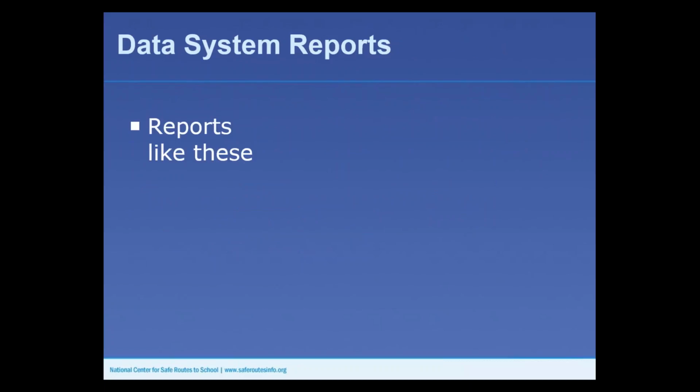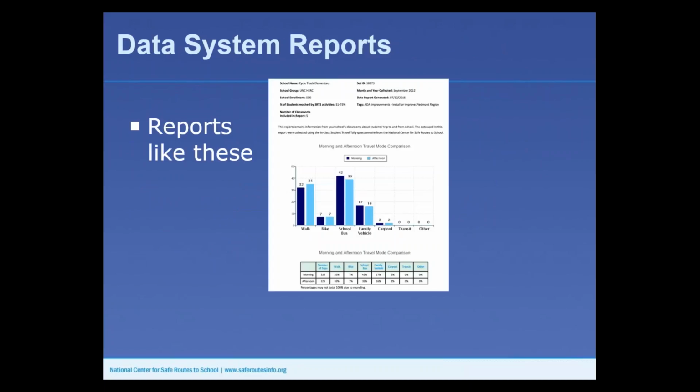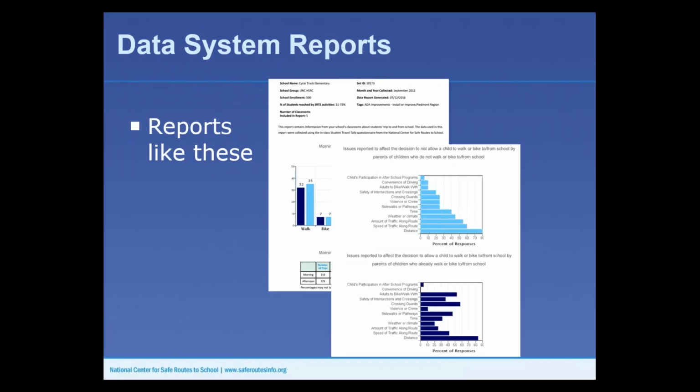Reports are like these. The travel tallies basically show the mode split to and from school. So this is a snapshot of what those look like. The parent surveys have an additional element of looking at some of the issues that might prevent some students from walking and biking to school. So you have an example here from a parent survey report.